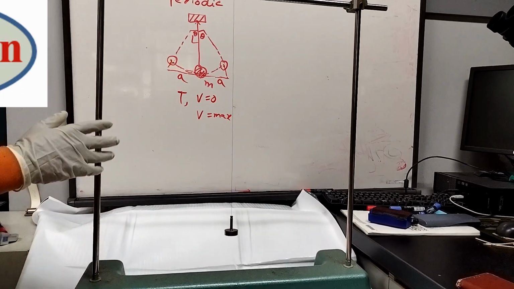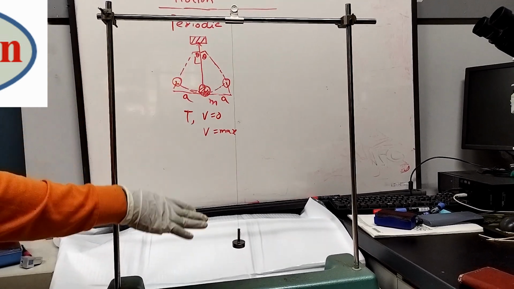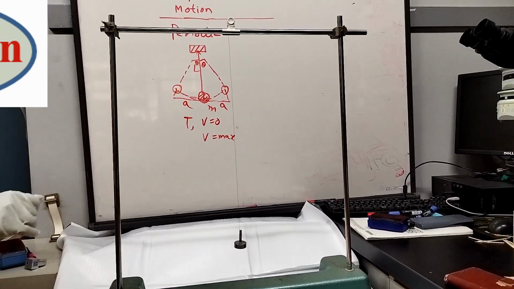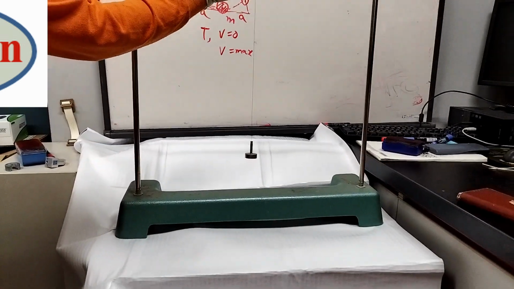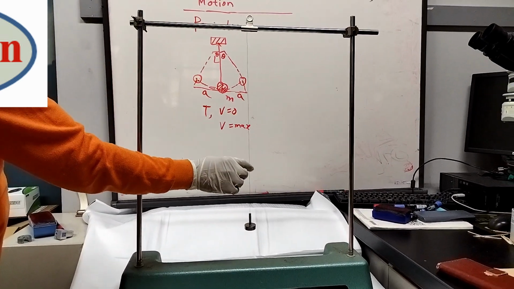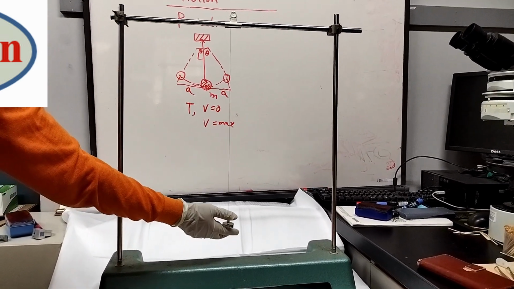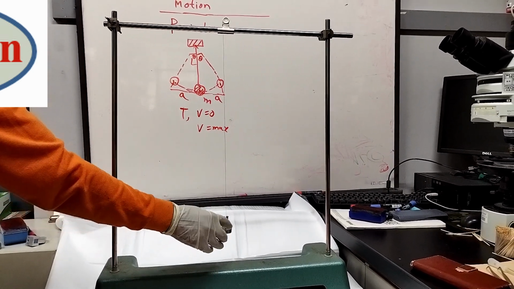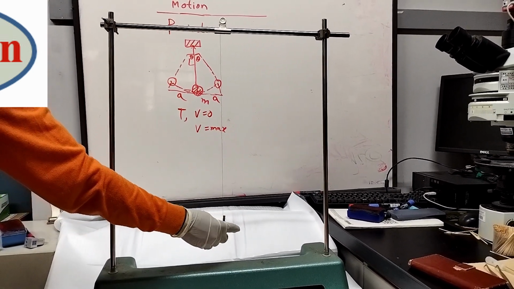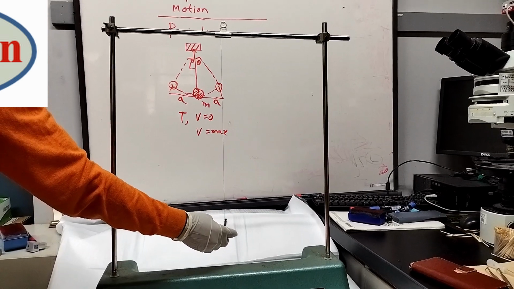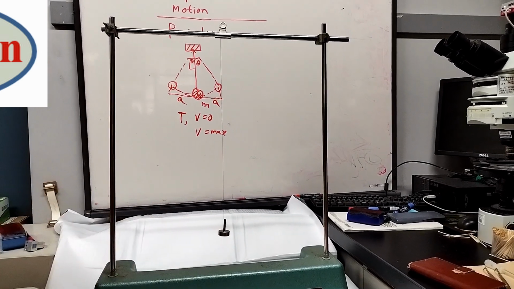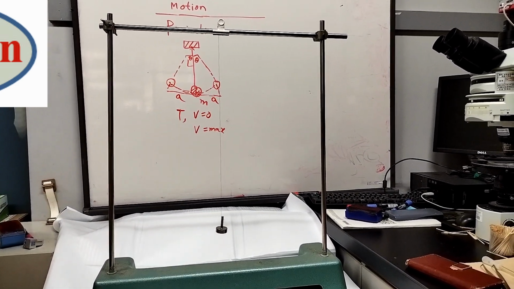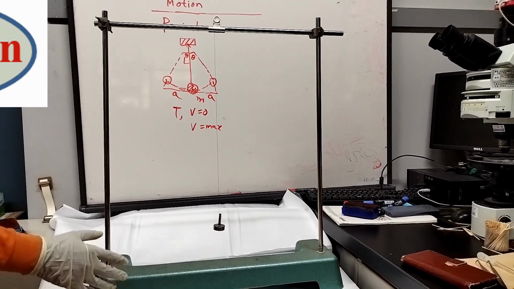Okay, so for the experiment, I have prepared one simple pendulum consisting of a metallic mass which is hanged from a fixed position, namely from the middle of the horizontal rod, by a nearly massless string, a metallic string, which is flexible as well. So this is our simple pendulum.